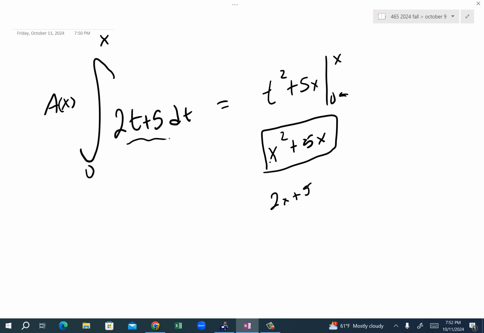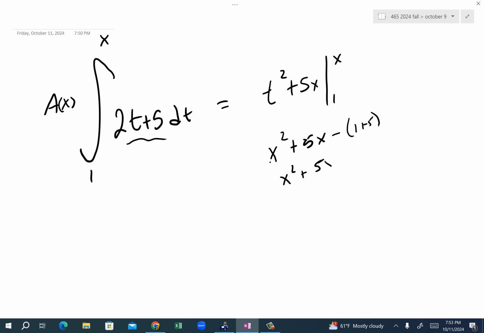Now, would it have mattered had this been from 1 to x? The answer is no, but your area function would end up being then minus 1 plus 5, so minus 6. Take the derivative of that, you still get 2x plus 5. In other words, this part here doesn't matter. So again, it's the rate at which that area is changing. That's what they're talking about on that problem.